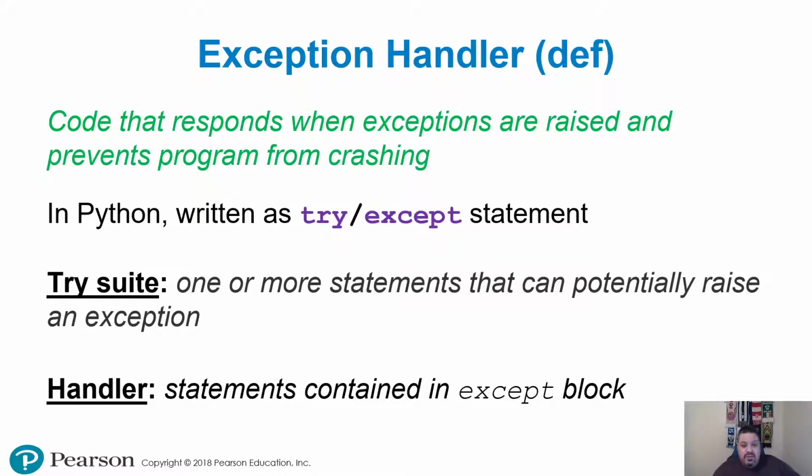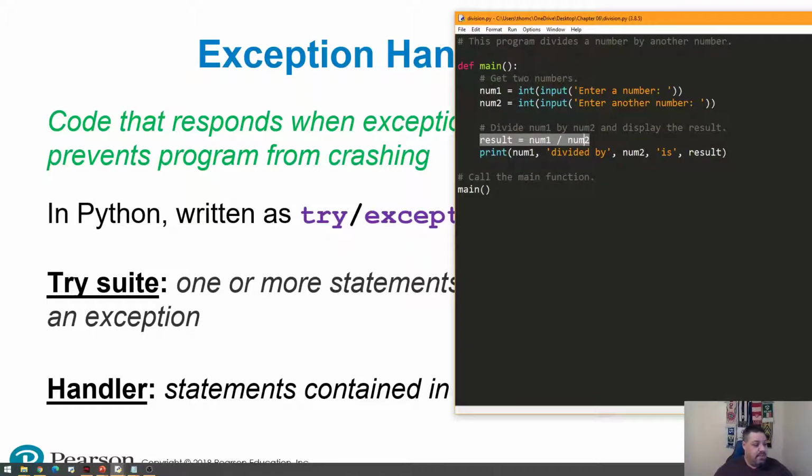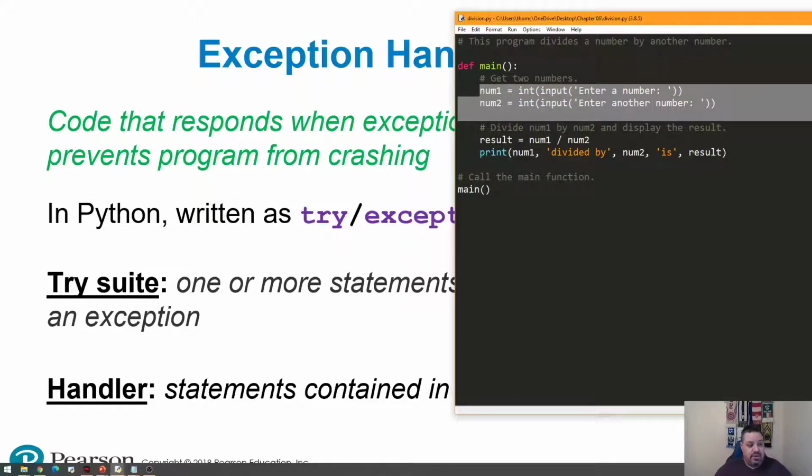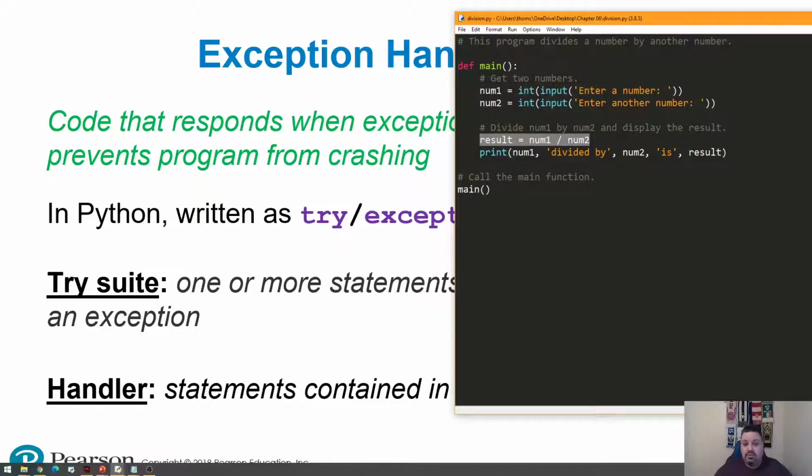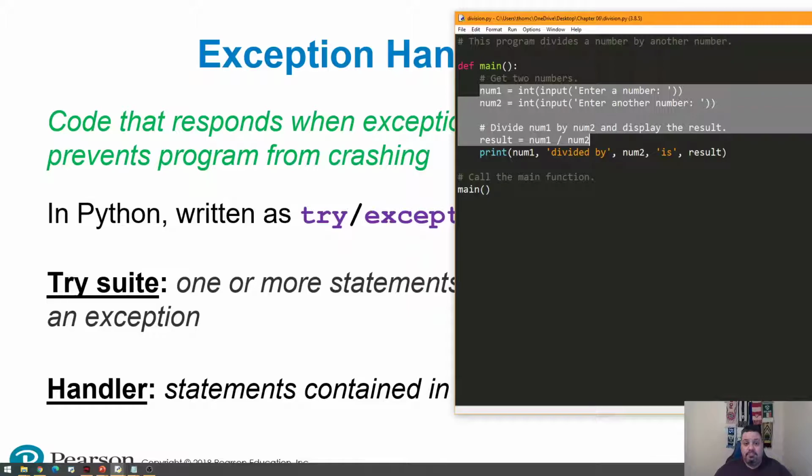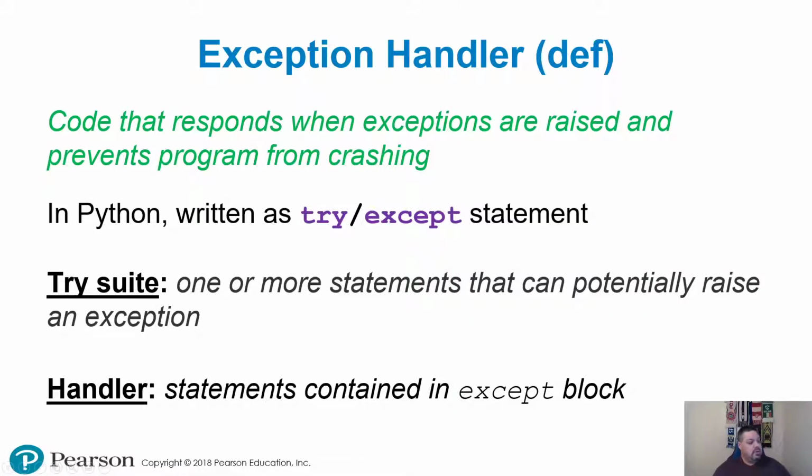The try suite is essentially a block of code that starts with try and a colon, containing code that you think might raise an issue. So in the case of this division statement here, we know that casting to an int and dividing could potentially, if somebody does something wrong, raise an error. So these might go into a try block. Okay, we'll see that shortly. The handler is basically all the statements that are done in what's called the except block. Now, the try block is not actually called a try block, it's called a try suite.